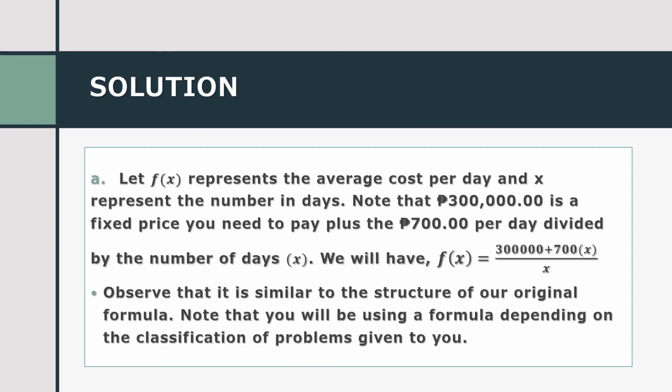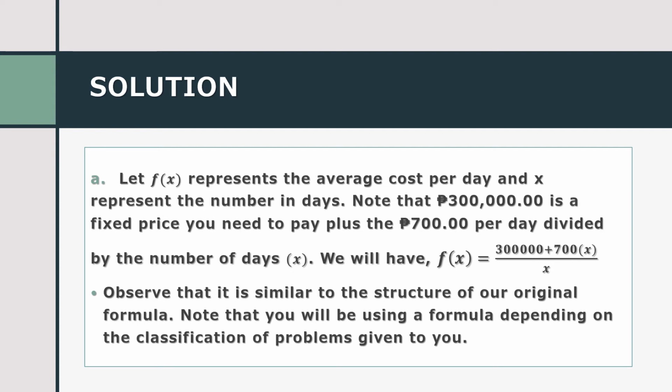Solution. First, let f of x represent the average cost per day, and x represent the number of days. Note that 300,000 pesos is a fixed price you need to pay plus the 700 pesos per day, divided by the number of days x. So we will have the function f of x equal to 300,000 plus 700 times x, divided by x. Observe that this is similar to the structure of our original formula.